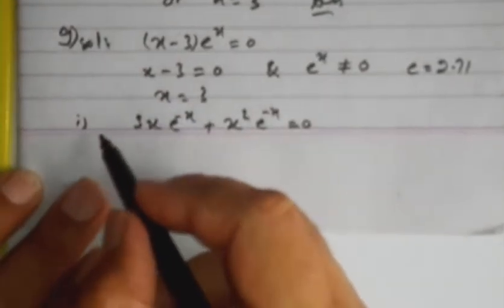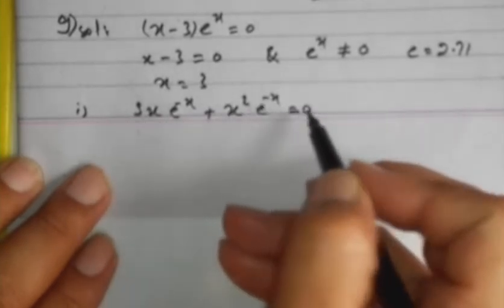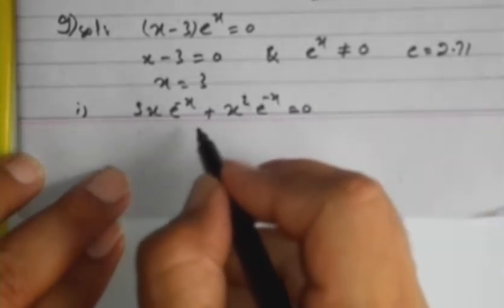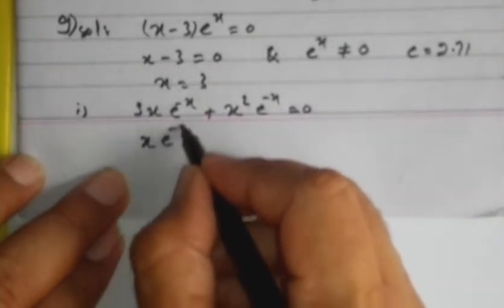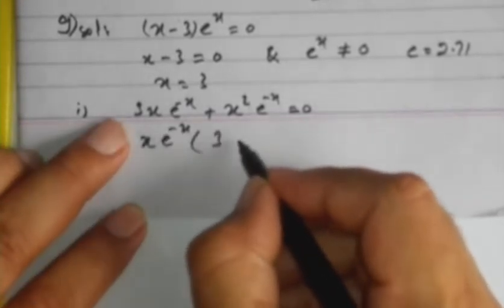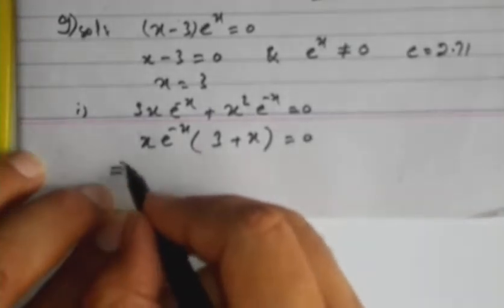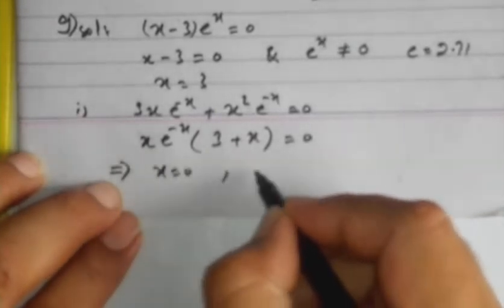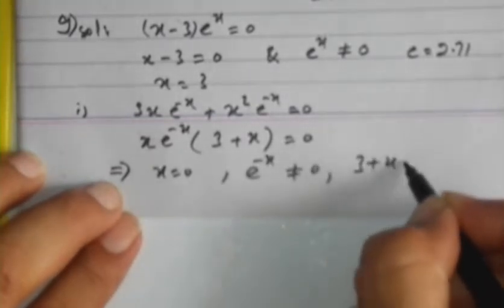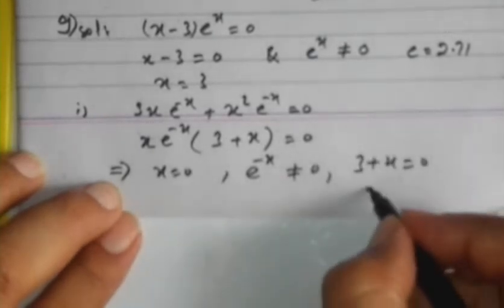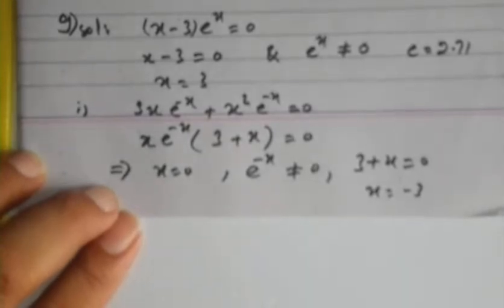Now part I, 3x e power minus x plus x square e power minus x equals 0. So take x e power minus x common, here we get 3 and here we get x, equals 0. So it implies that x equals 0, and e power minus x can't be equal to 0, and 3 plus x equals 0. Shift this 3 to the right side, minus 3. So x equals 0 and minus 3 is the answer.